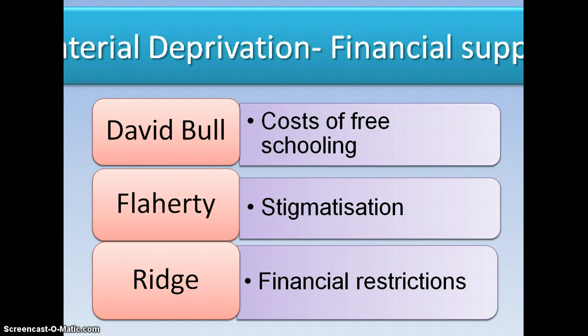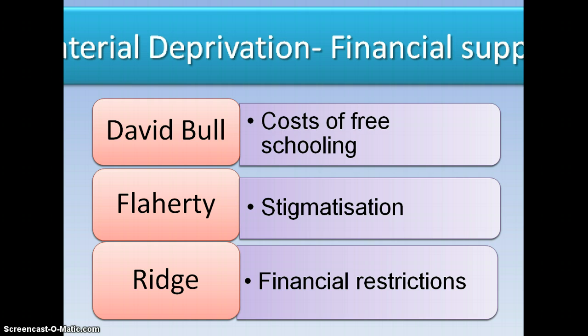The first is David Bull. He argues that school costs, because parents of children have to pay for equipment, they have to pay for school trips, and they have to pay for uniform. And he refers to this as the costs of free schooling. And children may miss out on experiences such as school trips if they can't afford it.